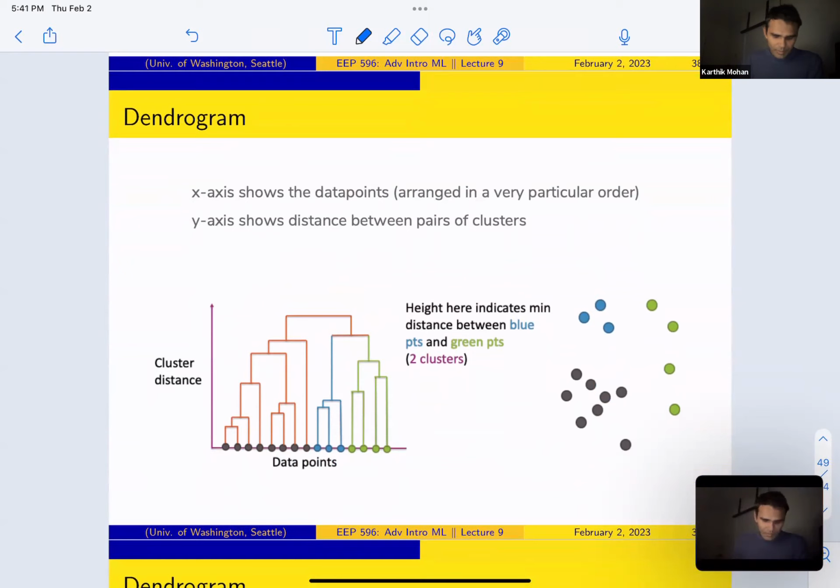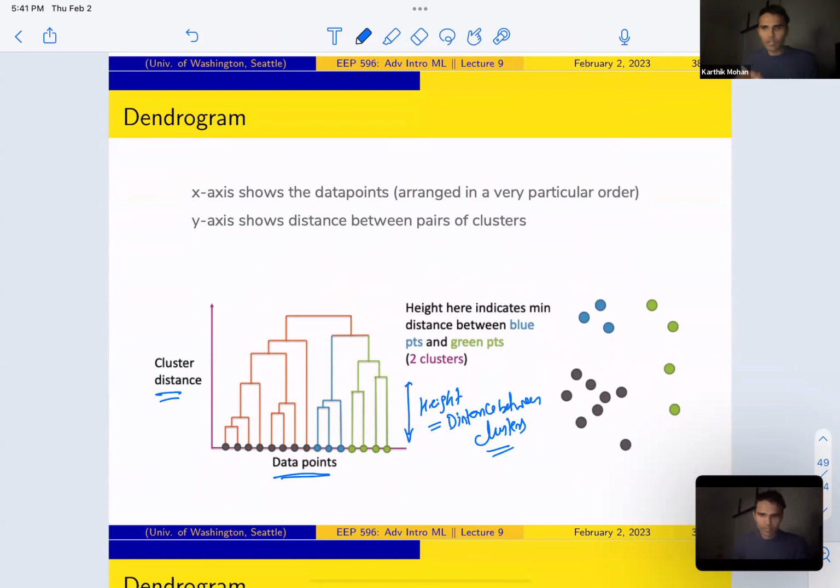Another thing about the dendrogram is the x-axis shows the data points, and the y-axis shows the distance. So the height is equal to the distance between clusters. The taller it is, the more the distance between the clusters, right? So the height represents the distance.